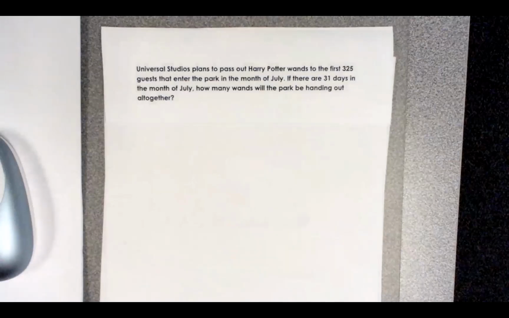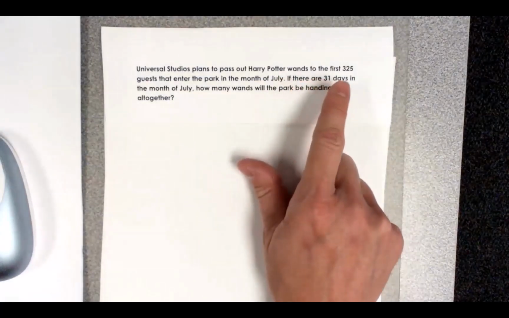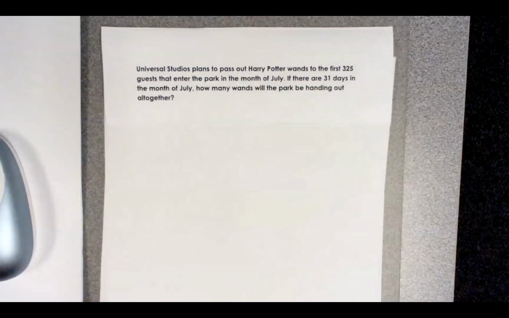So we always want to think through the problem, really think about what's happening before we solve it. I know that Universal Studios is planning to pass out Harry Potter wands to the first 325 guests each day in the month of July. So every day they're passing out 325 wands.